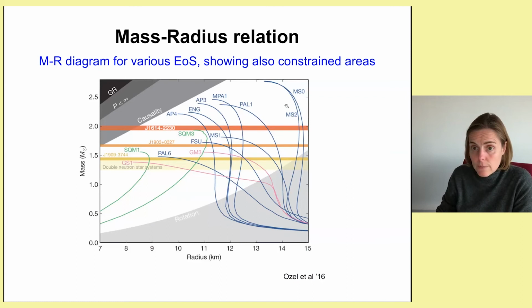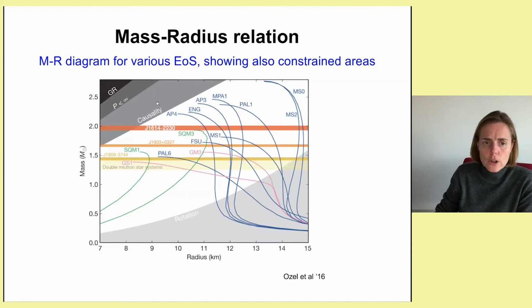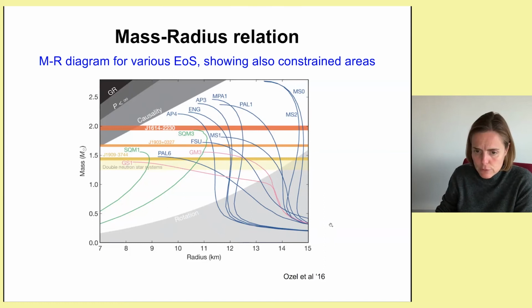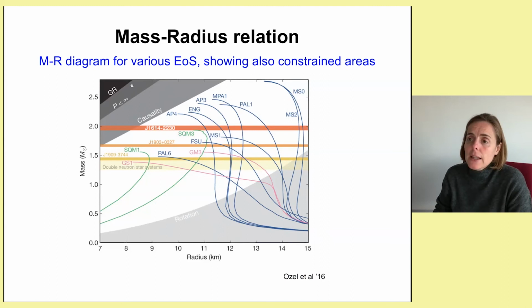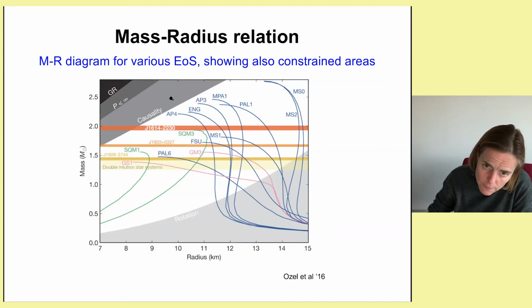And these ones, green ones, are basically quark matter. I haven't talked about them, okay? But these are nucleonic models, okay? And just to show you, all these bands here are forbidden, okay? Those down here because of rotation, and those here because of all these causality and general relativity arguments that told you a relation between the radius and the mass, okay? So basically the allowed region is here. So we expect that all our observations are somewhere here.